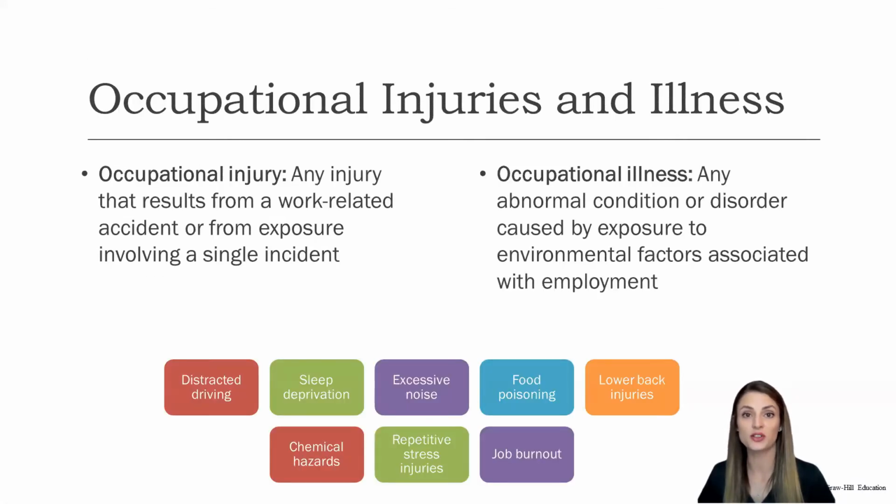OSHA is also responsible for defining some important terms. An occupational injury is any injury that results from a work-related accident or from exposure to some environmental factor in a single incident. If there are multiple incidents, if someone is exposed to some type of hazardous chemical, for instance, over a long period of time, then we might refer to the resulting symptoms as an occupational illness. At the bottom of this slide, you can see several examples of occupational injuries and illnesses.